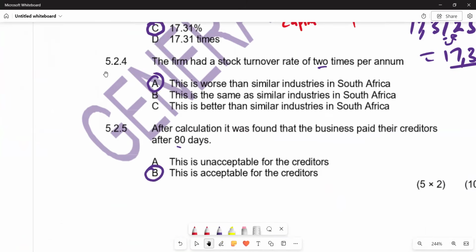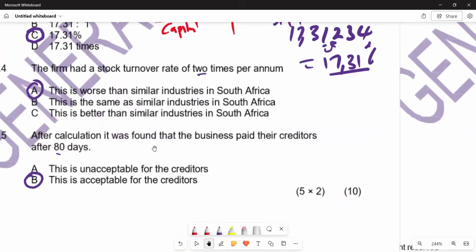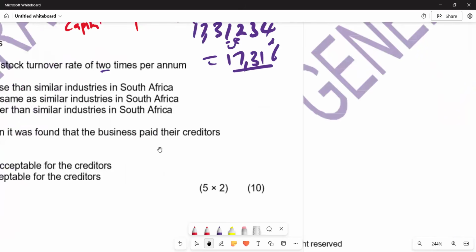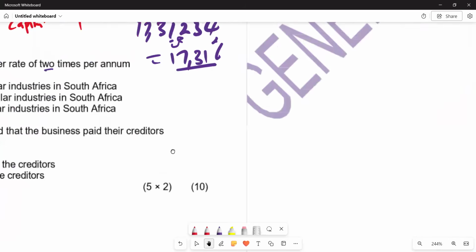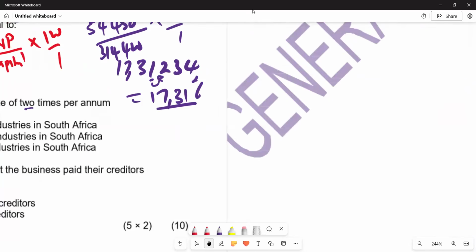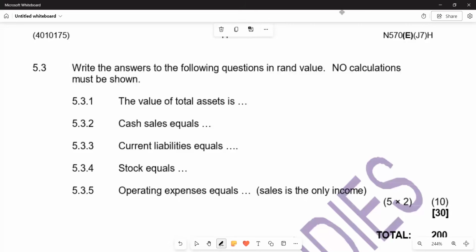So this is what we have. Then from there, we can now try to see if we have got still another question that we can attend to. Let's just try to see. So this last part of our question, which is 5.3, reads, write the answer to the following questions in rand or rand value. Then the next sentence, no calculation must be shown. So they just need final answers there.